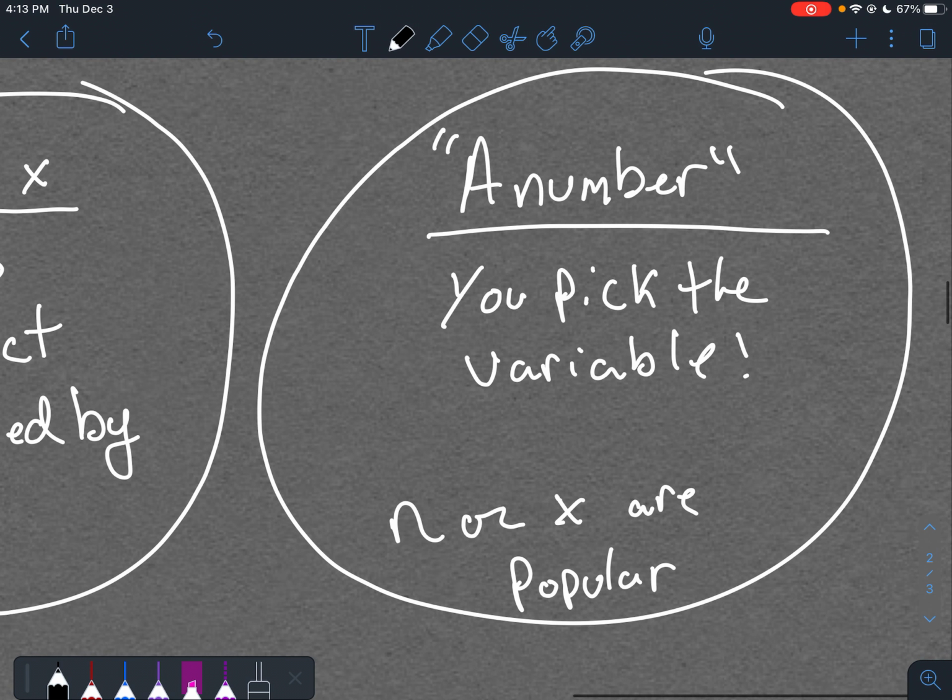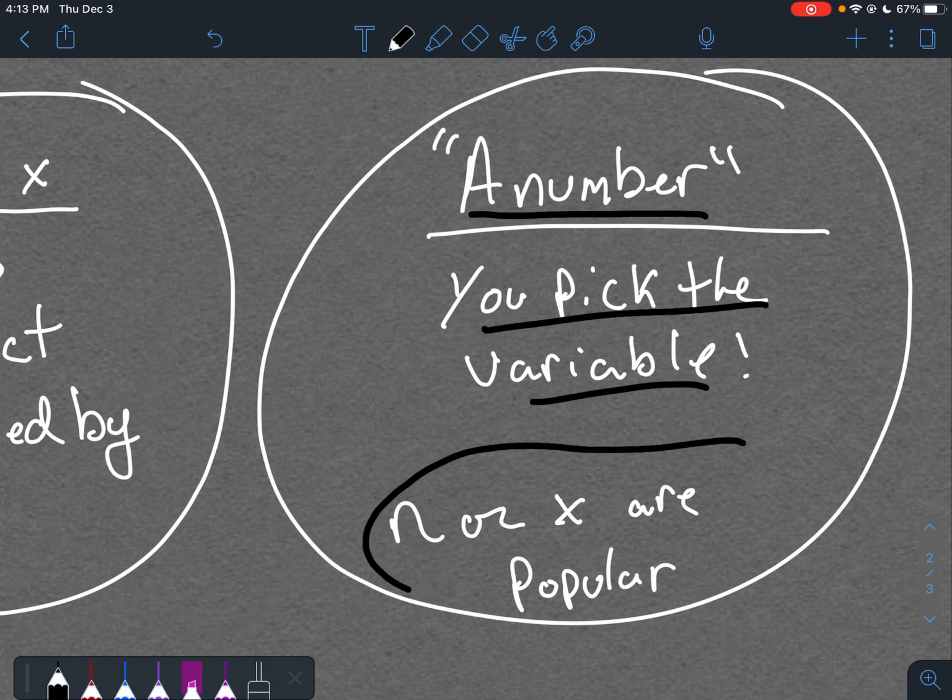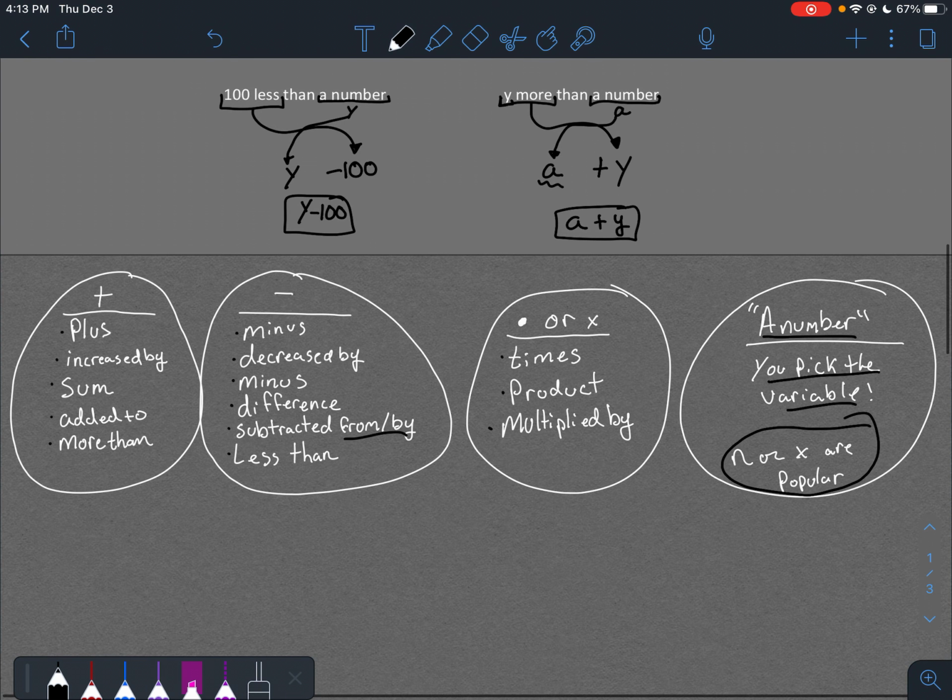Multiplication, this is going to be your times, your product, your multiplied by. And then anytime you have a number, you get to pick the variable. And you can stick to just the N or the X or the A or B or Y. It's up to you. Keep the popular ones. Try to avoid the ones that look like numbers. And that is writing verbal statements as math expressions.